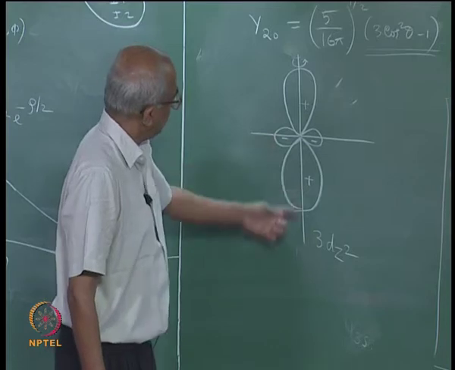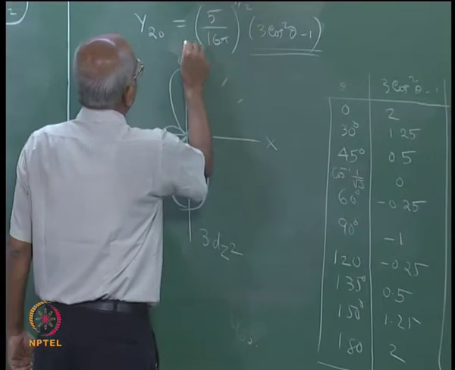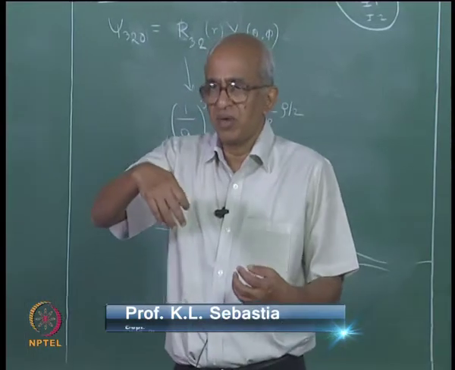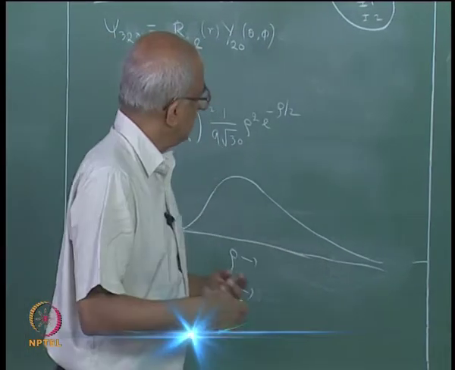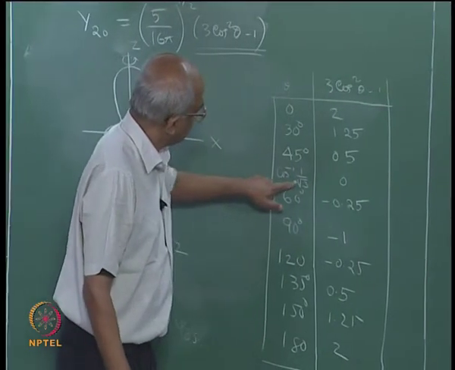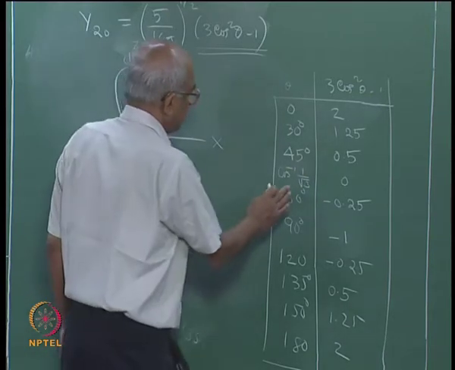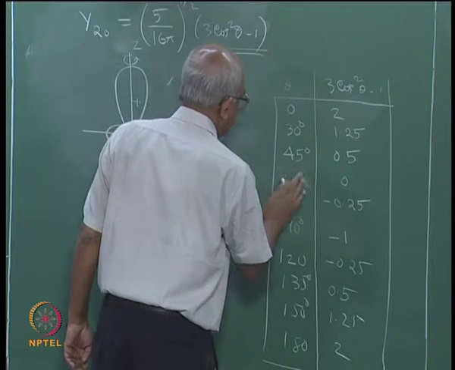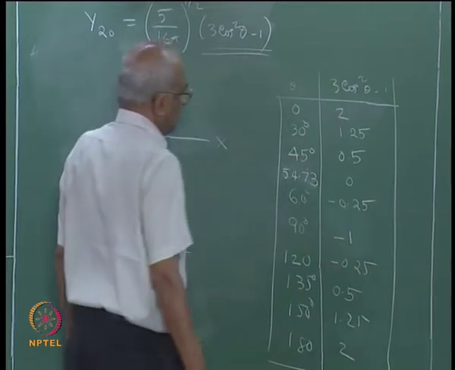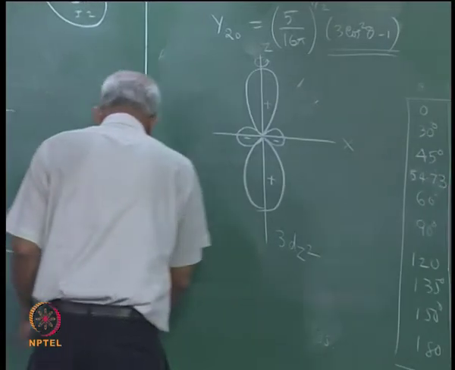As I told you, this is the polar plot in the xz plane, and if you wanted to get the 3-dimensional appearance, you have to take this figure and rotate it about the z axis. Okay. And further, I also told you that in the direction with theta equal to cos inverse of 1 by root 3, which you can calculate to be 54.73 degrees, you will find that the value of the function is 0.